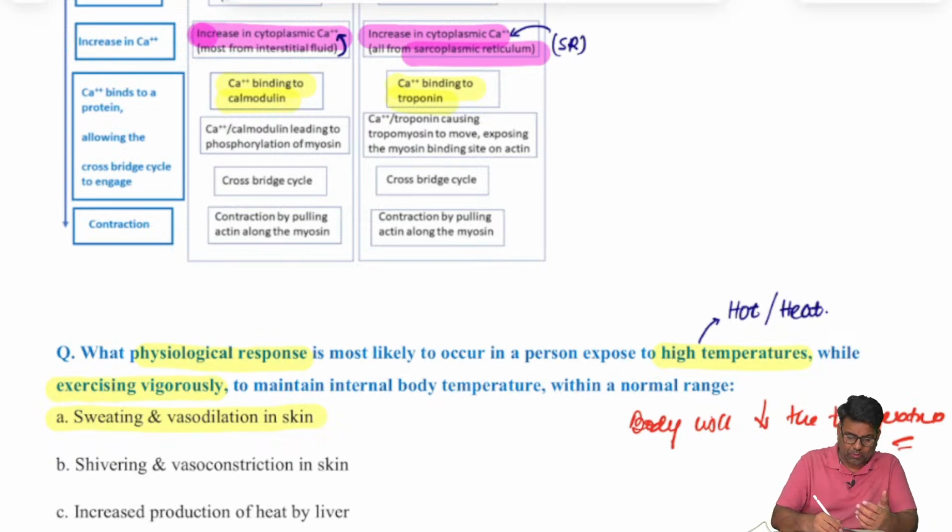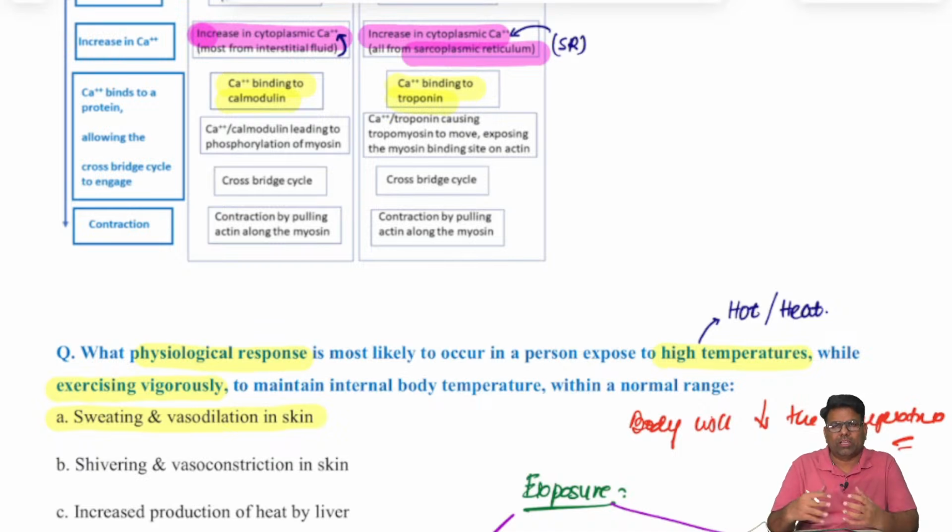Whenever there is exposure to heat or cold: if there is exposure to heat, there will be sweating, and when there is exposure to cold, there will be shivering. That is muscle contraction, which will generate heat so as to increase the body temperature. In case of heat exposure, the body will sweat so as to lower the temperature. So this is the thermostatic mechanism.